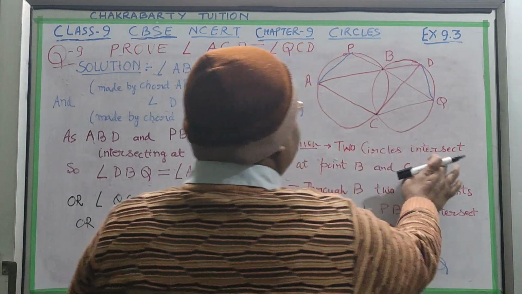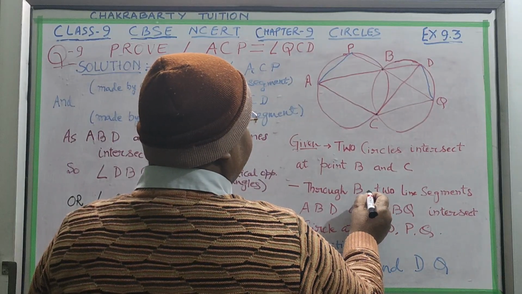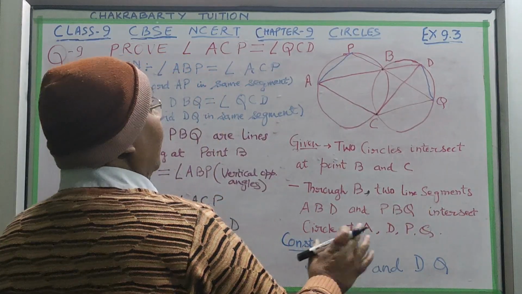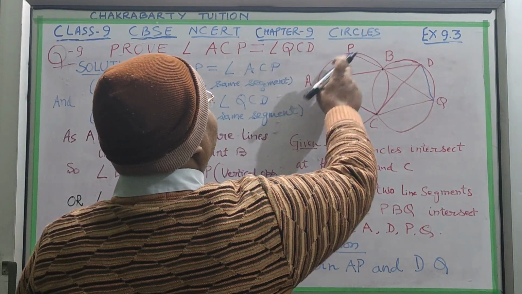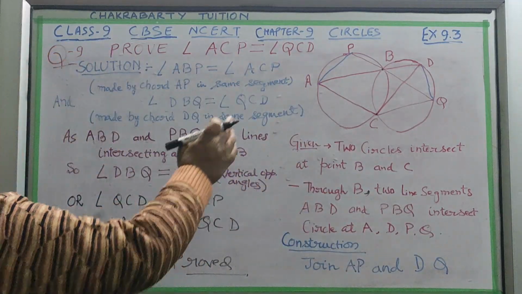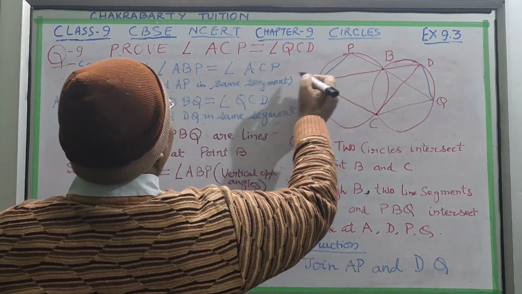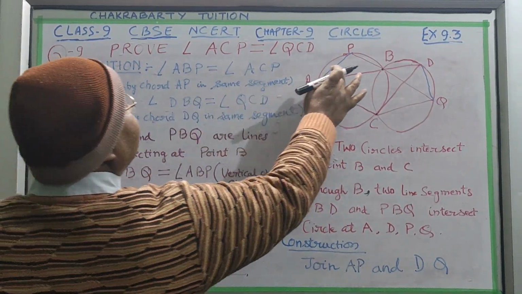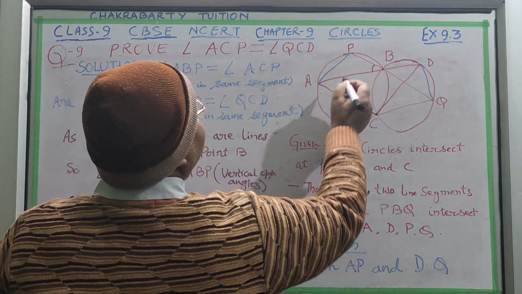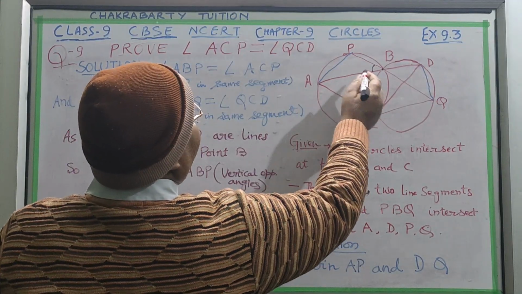So two circles intersect at point B and C, through B two line segments ABD and PBQ intersect the circle here. So what constructions we have made? We have joined AP and DQ. Now we are coming to the solution part. So what we see, this line, AP is a chord. AP is a chord. So this chord is making one angle here. You see, this AP is making one angle here, and this AP is also.